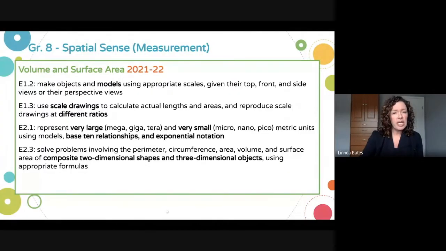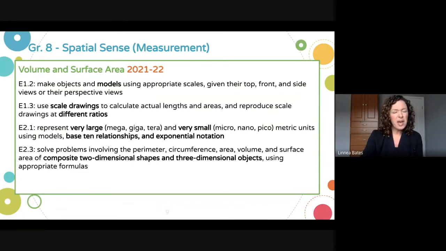Just a special note for grade 8s. So these are the expectations that you'll notice are new to grade 8 that you will, in some cases, possibly be addressing in more depth in the next school year, 2021-22. However, these new expectations you could probably address this year through the lens of circles and cylinders. So 1.2, when it's talking about making models, you could do that through the lens of circles and cylinders. 1.3, doing scale drawings and looking at the different ratios. Again, you could do that through the lens of circles and cylinders.